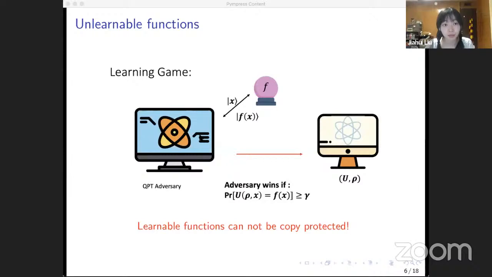So what's an unlearnable function? An unlearnable family of functions is a family of functions that cannot be learned through its input-output behavior by a polytime adversary, and here specifically a quantum polytime adversary. It's clear that if a function is learnable, it can never be copy protected, because the adversary can just recover the functionality from the program by learning it. Therefore, we only care about copy protecting unlearnable functions.